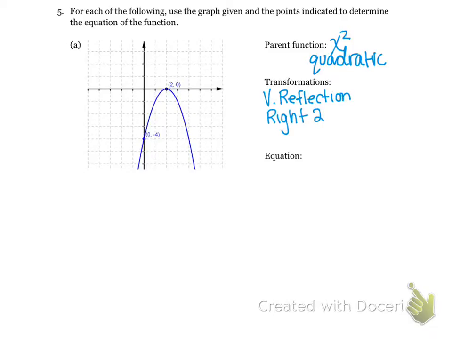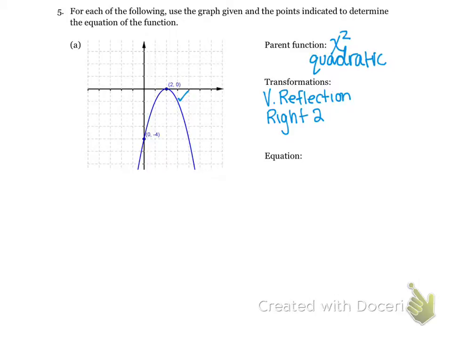And to double check to make sure we didn't have any stretches or compressions, the point that would have been at 1, 1 for it to be vertically reflected, and then right 2 would put you right there, which we have a point there. So we're good to go. That point right there confirms that we don't have any stretches or compressions.